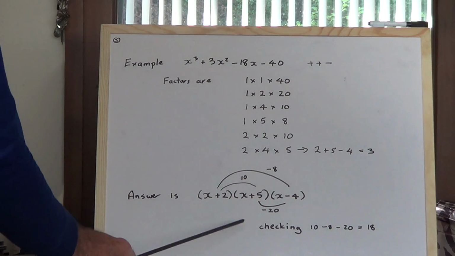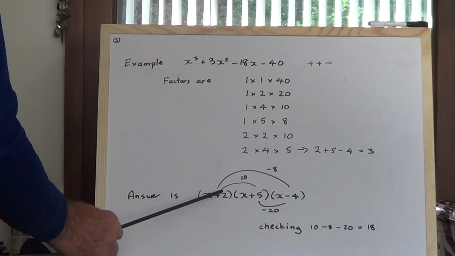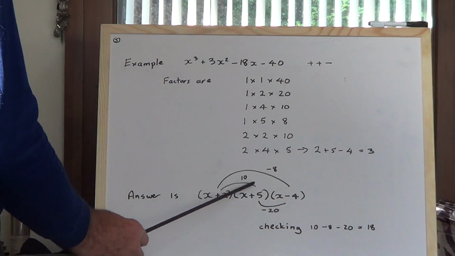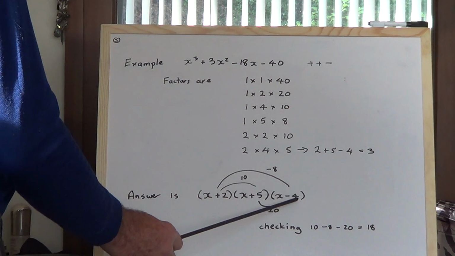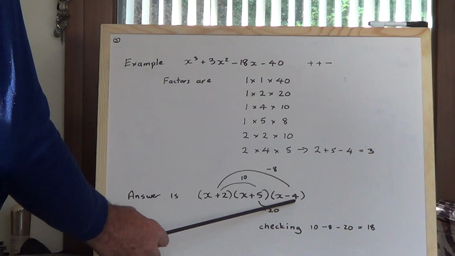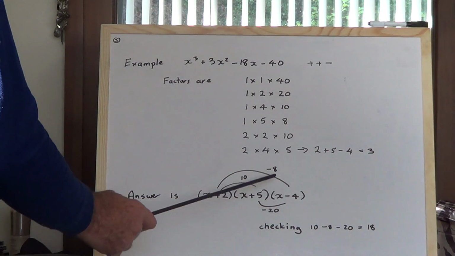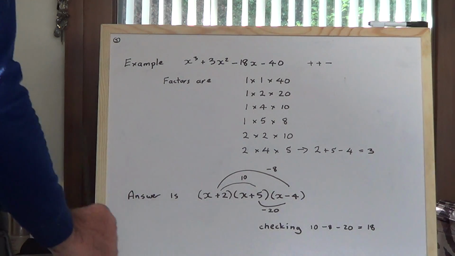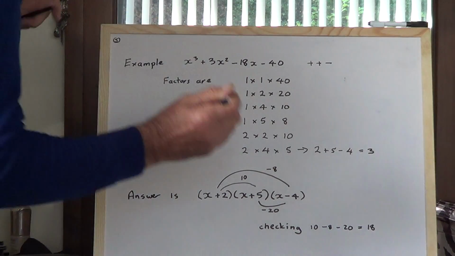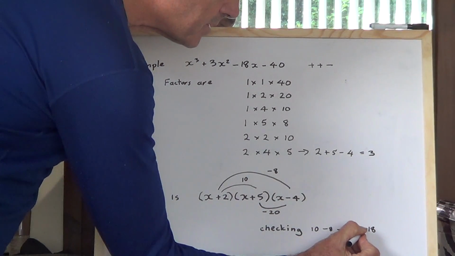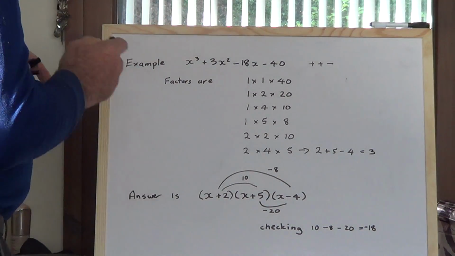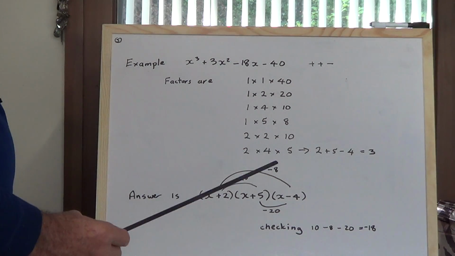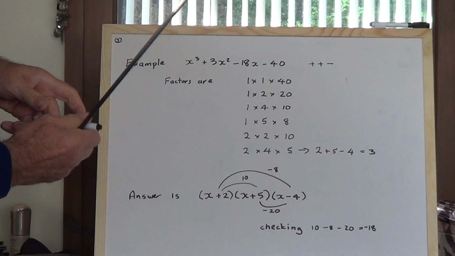Now we'll do the check. Write down the answer first, x plus 2, x plus 5, and x minus 4. Do the check. 2 times 5 is 10. 2 times minus 4 is minus 8. 5 times minus 4 is minus 20. Add it together, we've got 10 take away 8, take away 20, which is, another mistake, lucky I've got the pen with me now. That's minus 18. Let me just do a check up here. Minus 18. So we're all good.